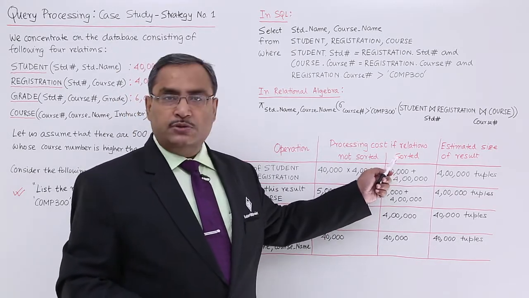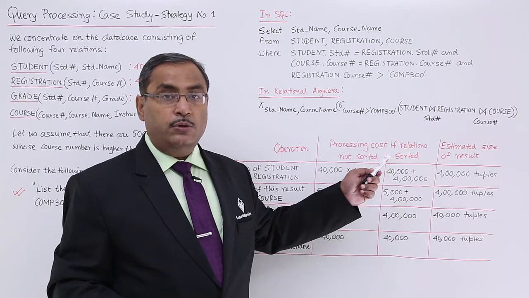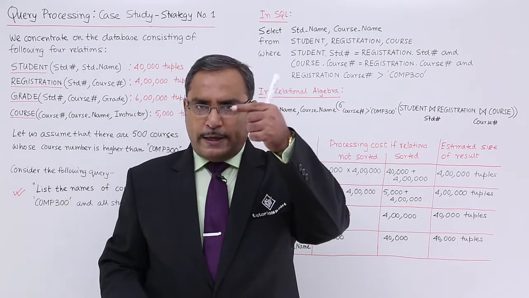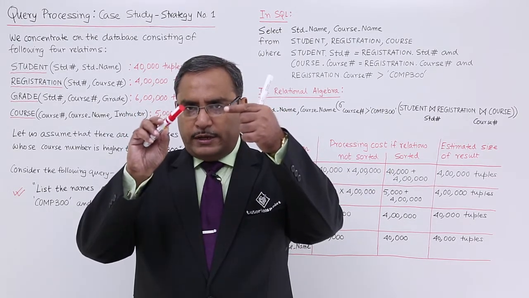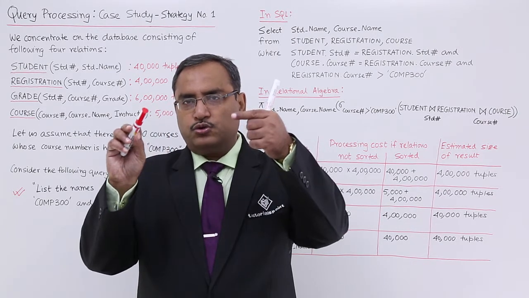But when the tuples will remain sorted on the roll number, then what will happen? Here I am finding 1. So this 1 has got registered, roll number 1 has got registered with the course 1, say.